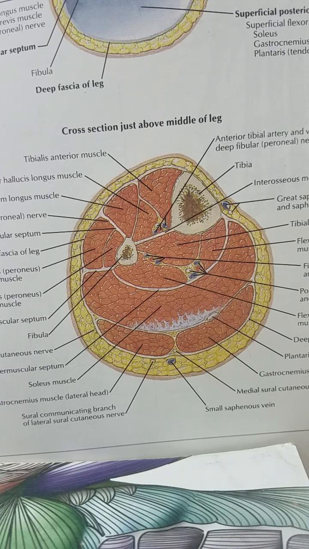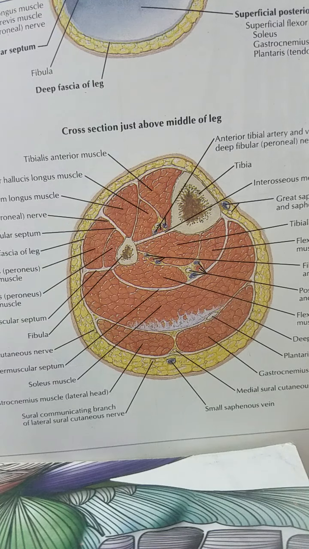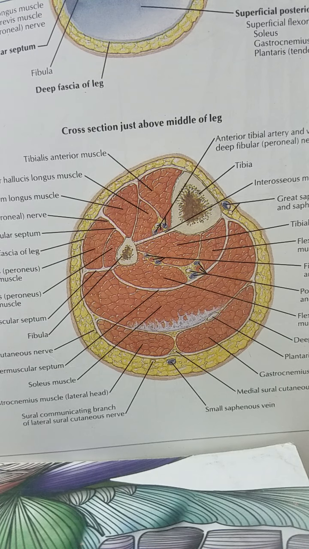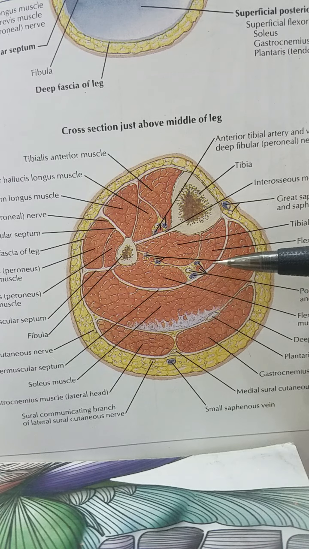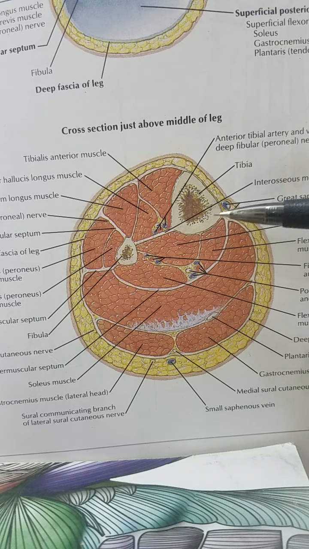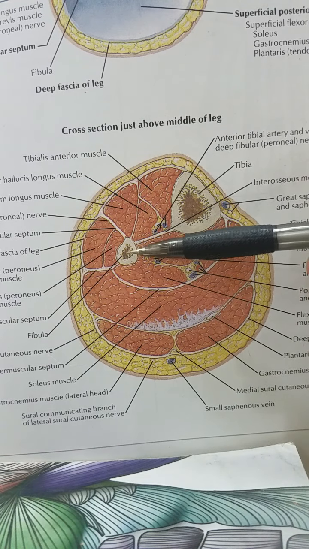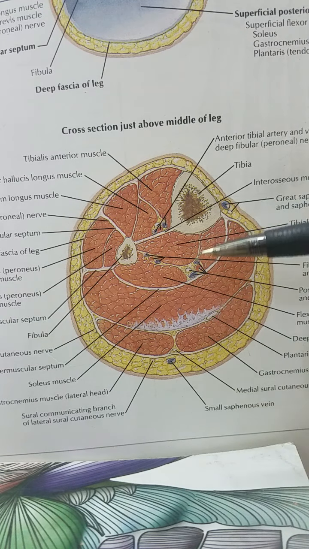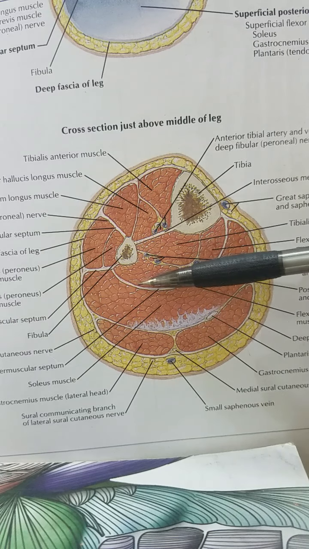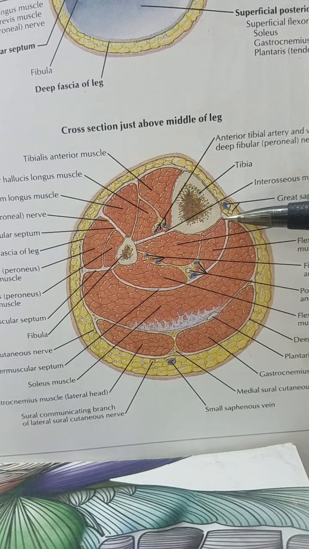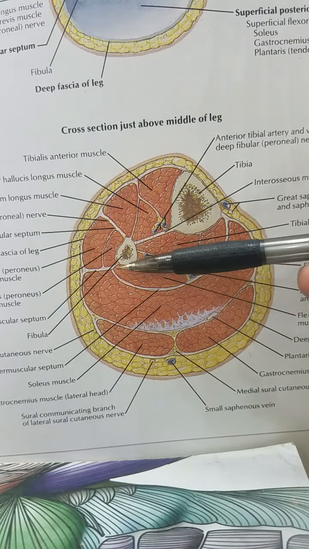So now we'll move on to the deeper subcompartment of the posterior compartment of the leg. Now this is the smaller of the two subcompartments, and this one is bounded anteriorly by the interosseous membrane as well as the fibula and the tibia, and posteriorly it has the transverse intermuscular septum.